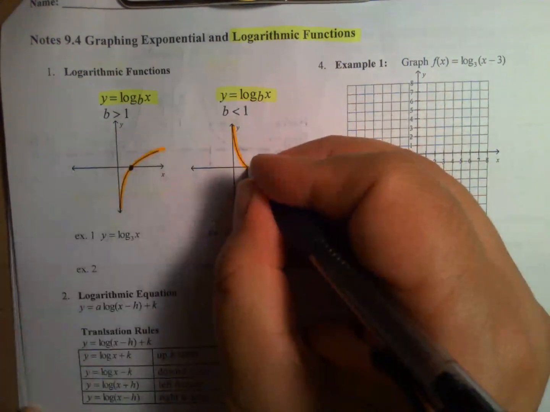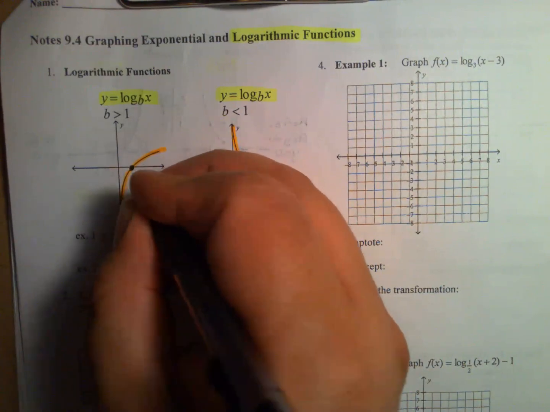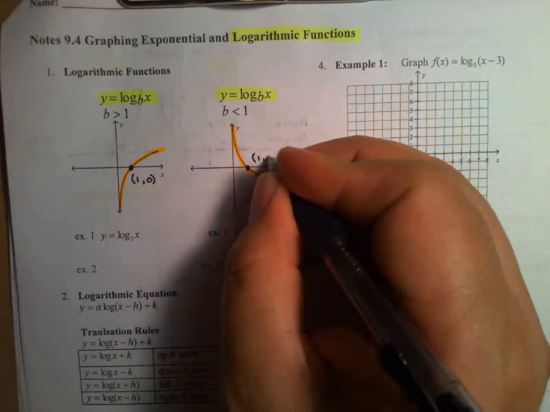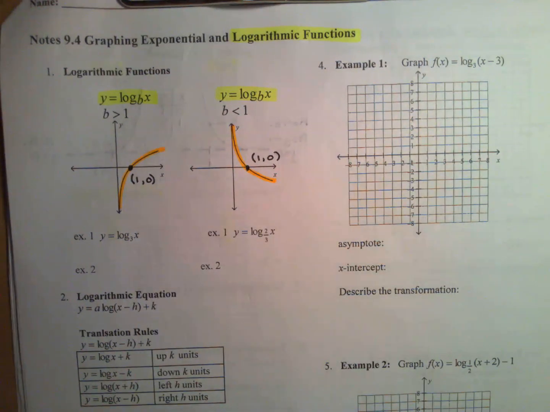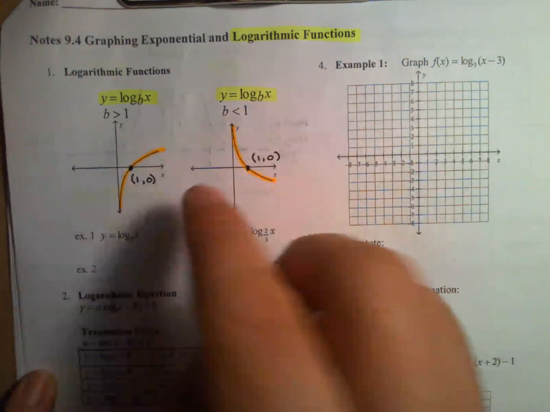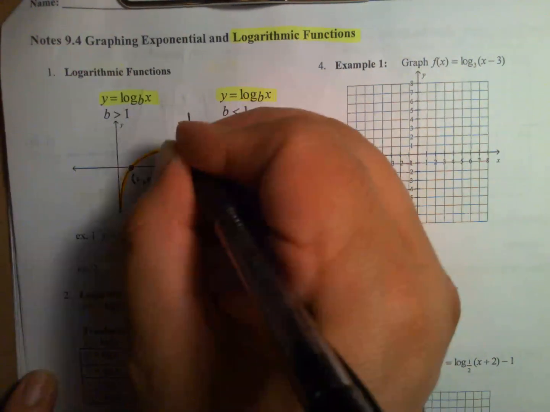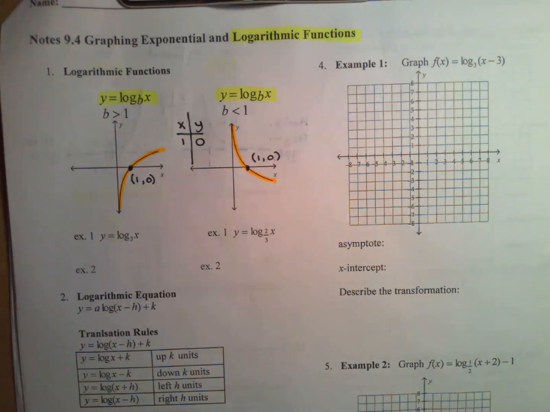This right here, just like this one, is the point (1, 0). And if that sounds familiar, well, that's because when we did the exponential, it was (0, 1). Remember, we said we were going to switch our x's and our y's. So when I'm looking at this table for both of these, my table so far says (1, 0). Remember, same thing with the exponential. It was (0, 1). This one is (1, 0).